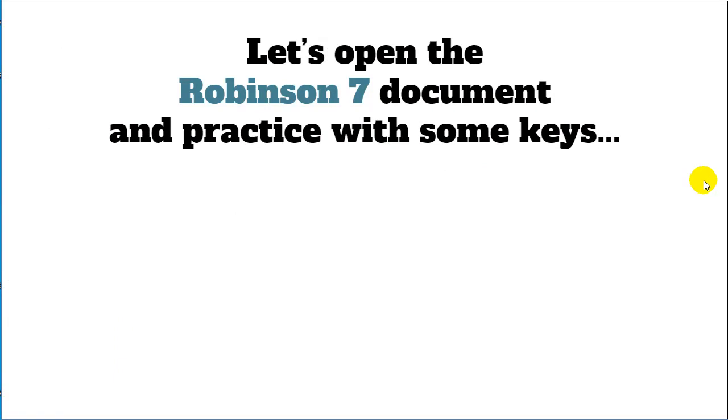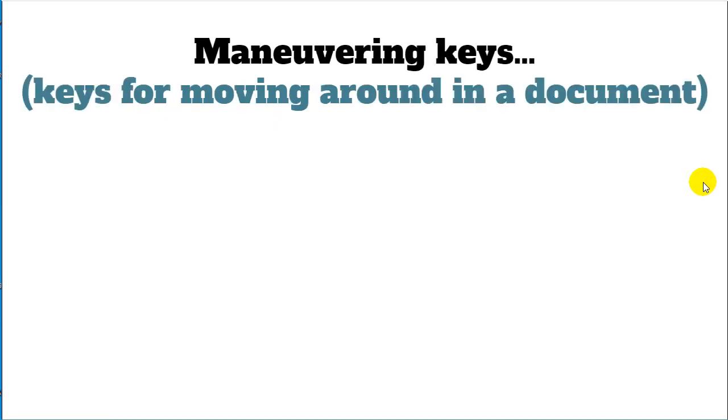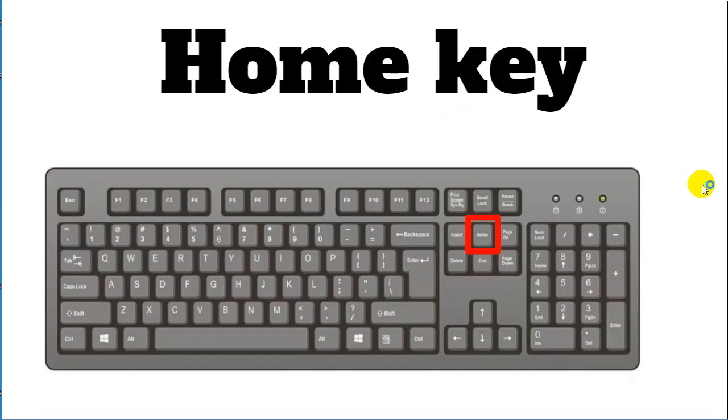So I made a little practice document called Robinson 7, and I want you to open that up and we're going to practice with it. I don't know if you paused the video and opened up the Robinson 7 or you're just still watching this video, but we're going to play around with Robinson 7. First keys we're going to learn about are the maneuvering keys. That helps you get moved around in a document.